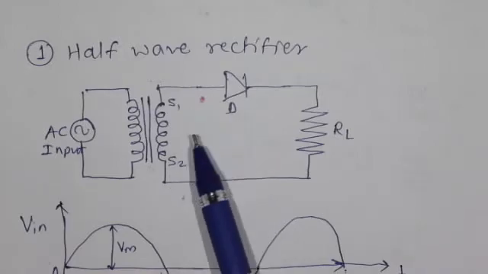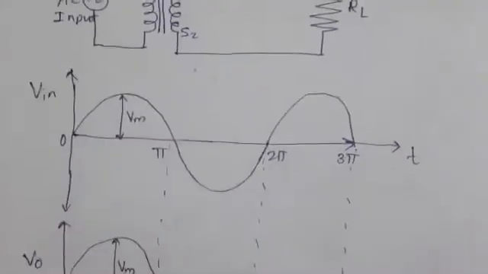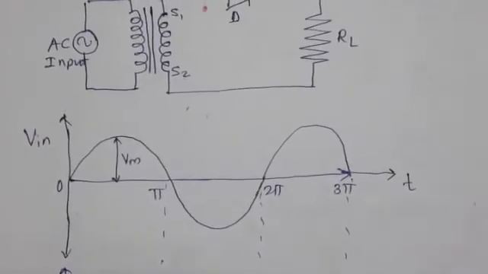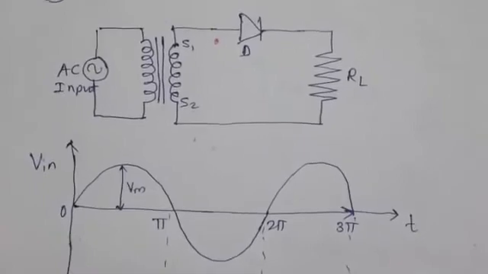Now to this diode, the input from the secondary terminals S1 and S2 is applied like this. This is the AC input, having some frequency F, and it is applied to this circuit. Now when this AC input is applied, we have to see what happens here.